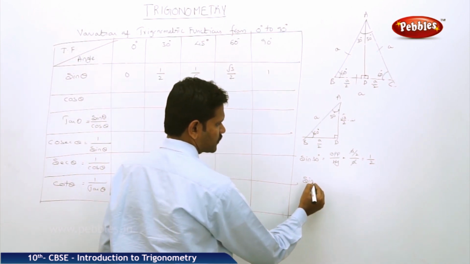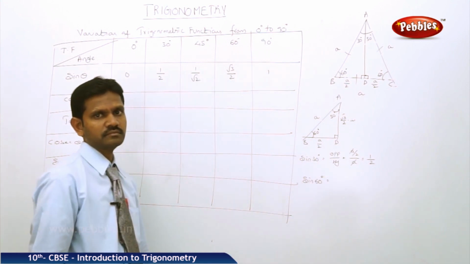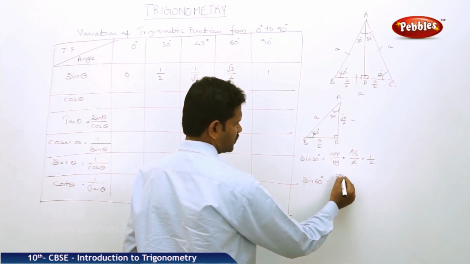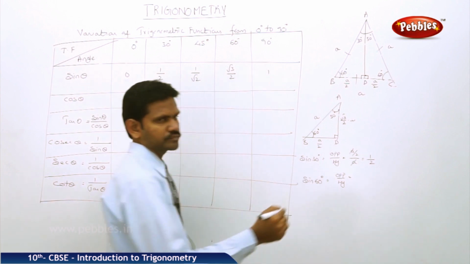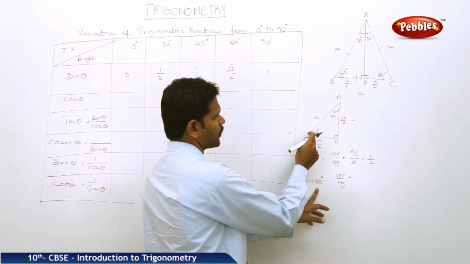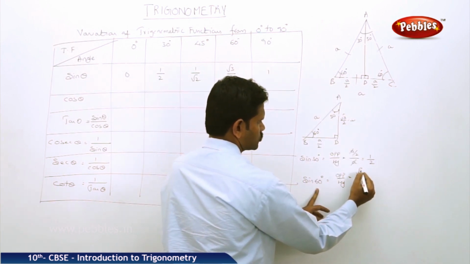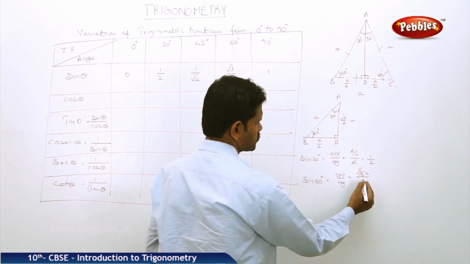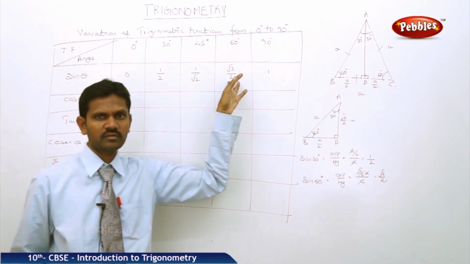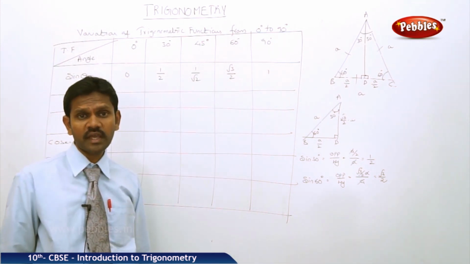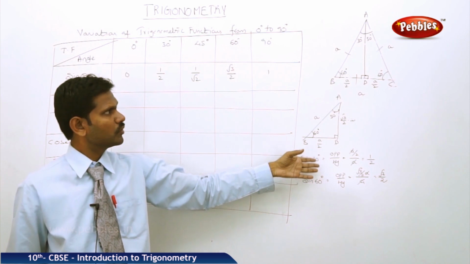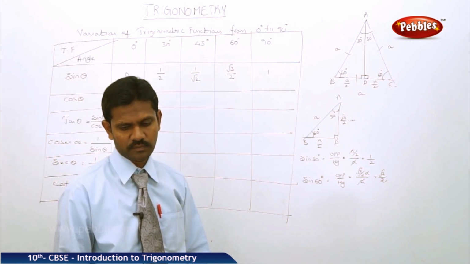Similarly, I want to check the value of sin 60, also in the same diagram. Sin 60 is again opposite by hypotenuse. What is opposite to 60? This one, that is root 3 by 2 A, by hypotenuse A. A gets cancelled. That is root 3 by 2. Similarly, each and every angle has a proof. I just gave an example of how to find out the values of 30 and 60.